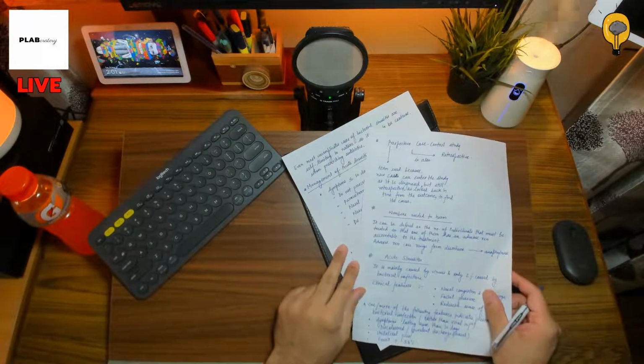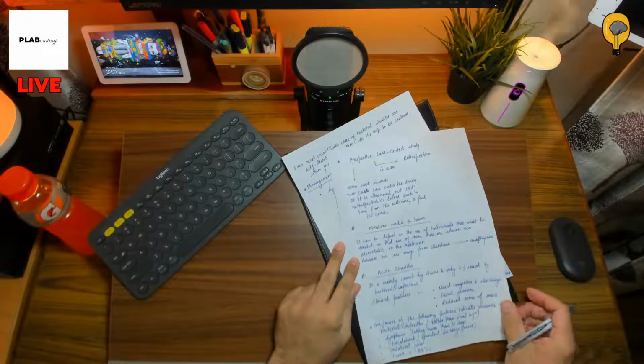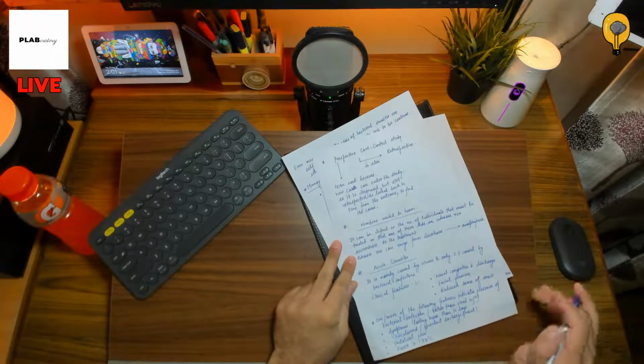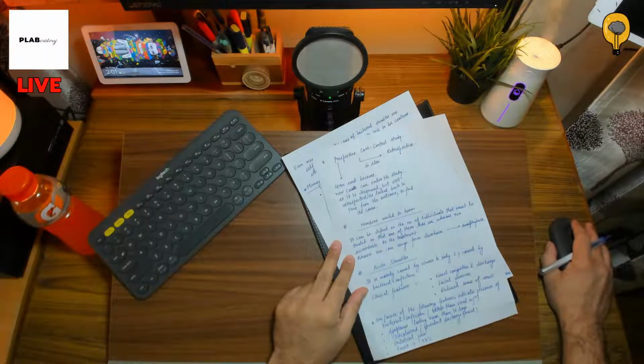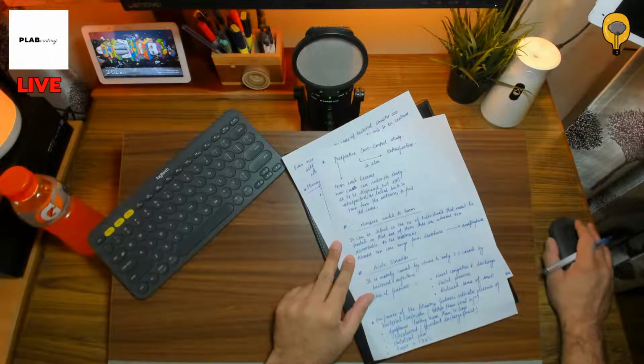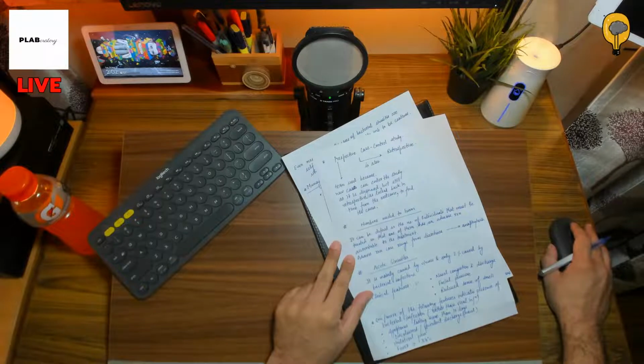So, regarding acute sinusitis, it is mainly caused by viruses. Only 2% are caused by bacterial infections. Clinical features would be nasal congestion, nasal discharge, facial pressure, and reduced sense of smell.